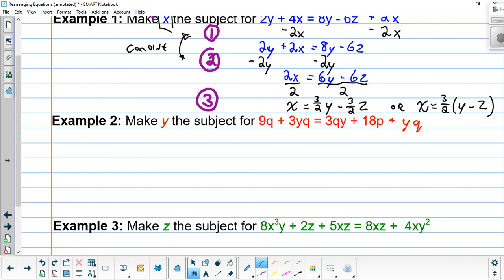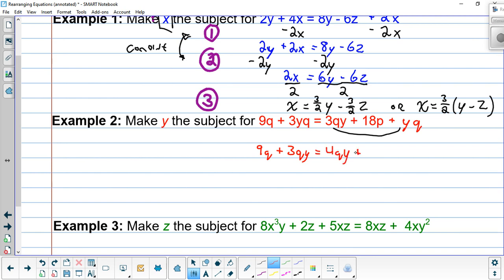So first thing, I'm going to look at what I have because you might be able to combine some things or simplify. So we have 9q plus 3yq equals 3qy plus 18p plus yq. So I notice I'm going to actually combine this a little bit because that can be simplified, this term and this term. So that is going to be 9q plus 3, and I'm going to swap this so it's more alphabetical, so 3yq.